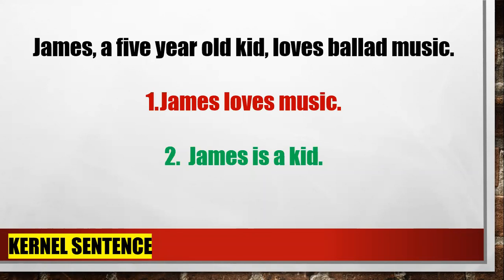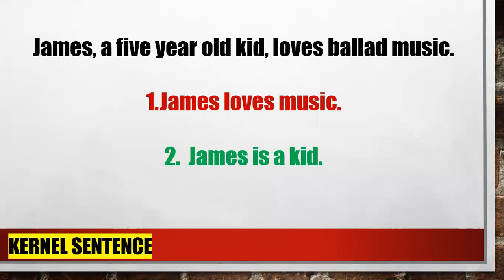All right. What can you see on this slide? What can you see on the slide? Two sentences. Yeah, a kind of sentence. If you notice, you have in the first line a sentence: James, a 5-year-old kid, loves ballads. All right? And in the second and the third, or 1 and 2, if you notice, we are separating the bigger sentence. The sentence that is at the first part, we separate it in two: James loves music, and James is a kid.